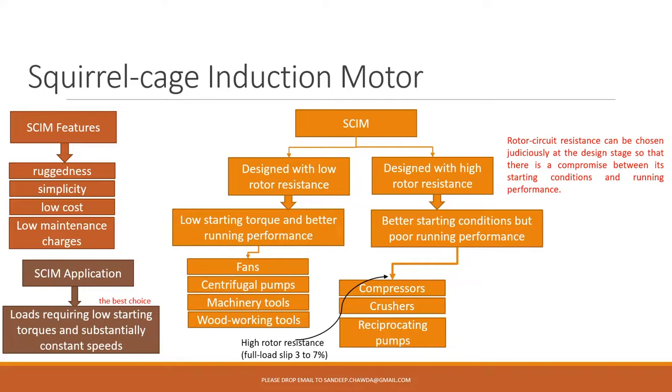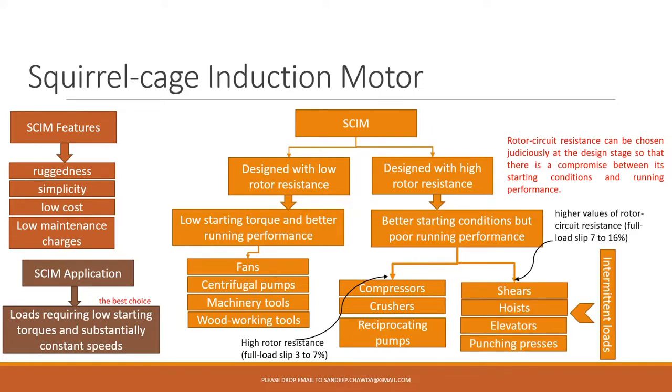On a similar line, where the slip is between 3 to 7%, it may have possible applications for intermittent loads which will have slip in the range of 7 to 16%. Full load slip we are talking about. If that is in the range of 7 to 16%, at that time the motor could be utilized for shears, hoists, elevators, punching presses.